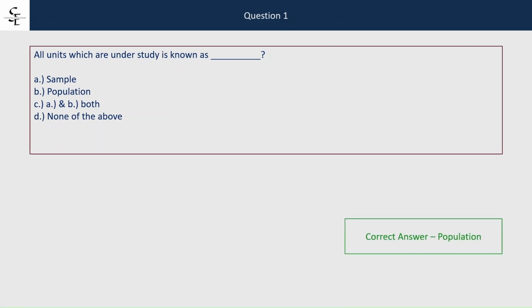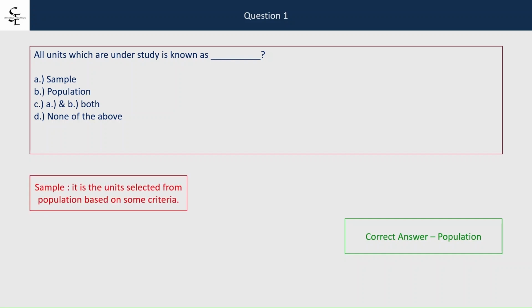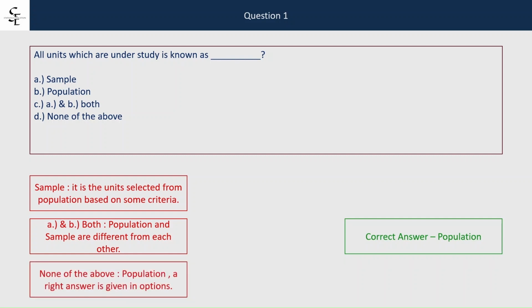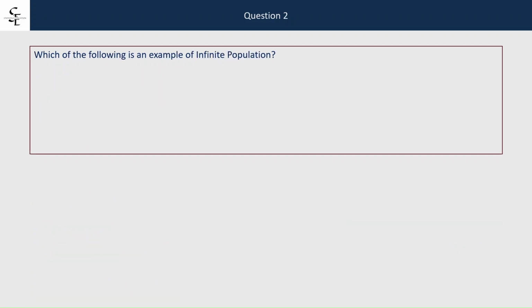Now let's check the other options one by one. A. Sample. The sample is the unit selected from the population based on certain criteria. Thus, sample is not the right answer. A and B both. Population and sample are different from each other. Thus, both are not the right answer. None of the above is not the right answer, as the population answer is given in the options. Thus, none of the above is not the right answer. Let's move on to the next question.